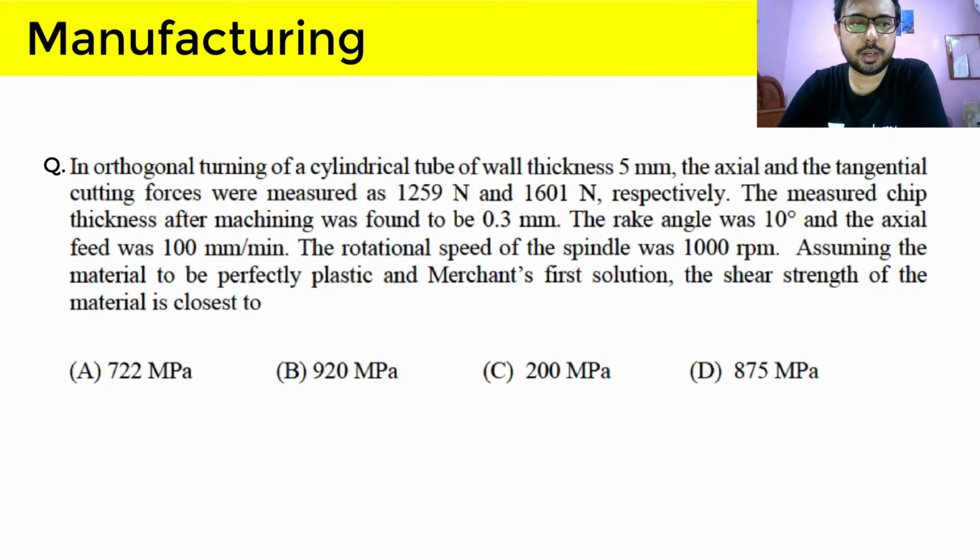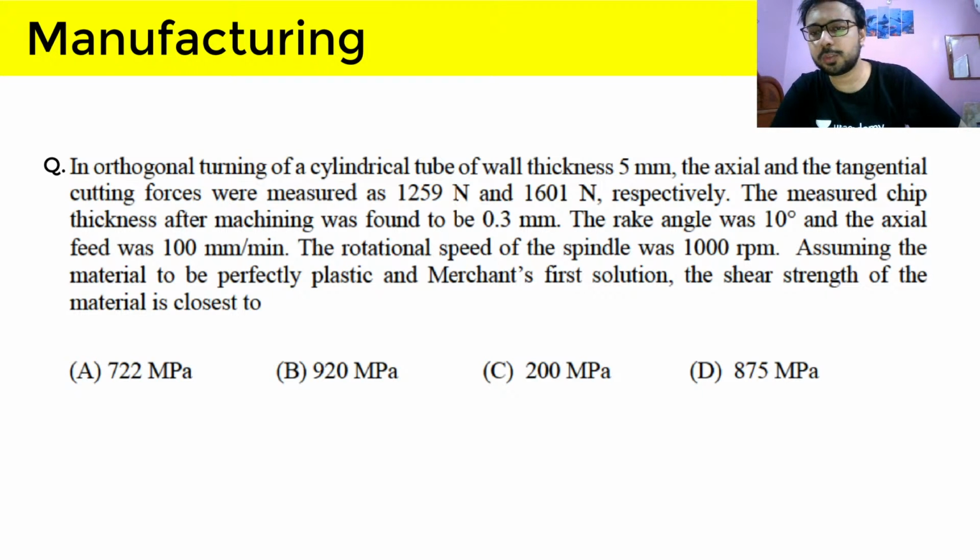Now in our third question for the day, we are given this question from the topic orthogonal turning. In orthogonal turning of a cylindrical tube of wall thickness 5 mm, the axial and tangential cutting forces were measured as 1259 newtons and 1601 newtons respectively. The measured chip thickness after machining was found to be 0.3 mm. The rake angle was 10 degrees and the axial feed was 100 mm per minute.